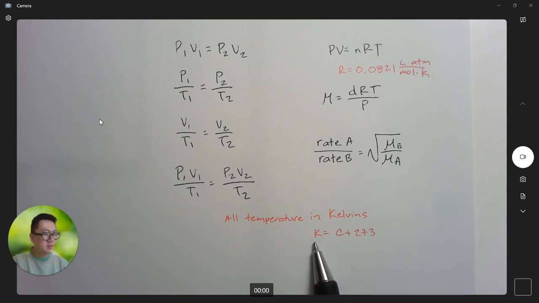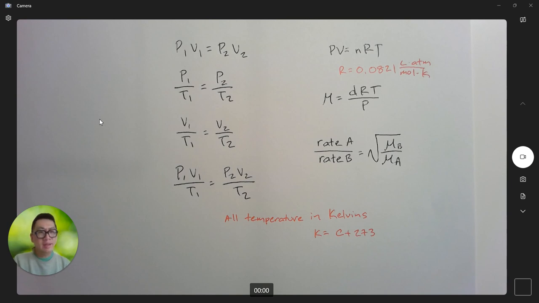Reminder, Kelvin temperature is equal to the Celsius temperature plus 273. Meaning 0 degrees Celsius is 273 kelvins. 100 degrees Celsius, 100 plus 273, is 373 kelvins.